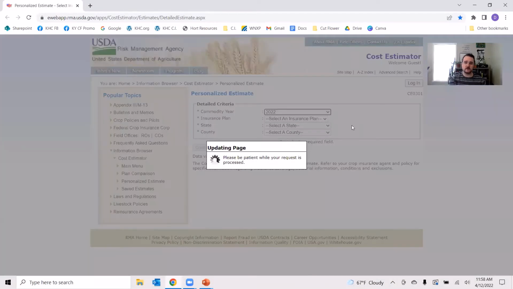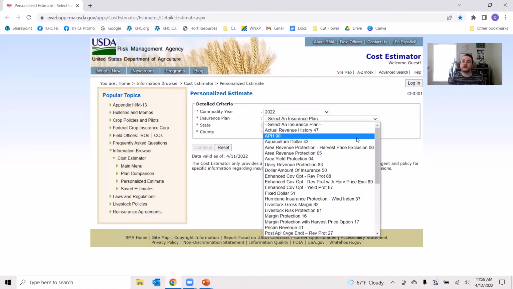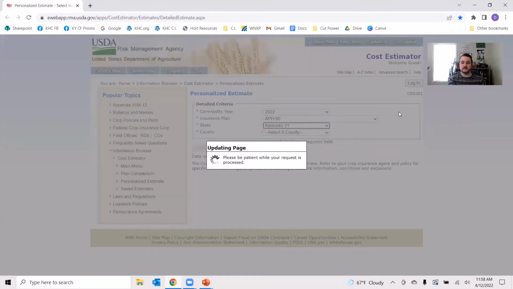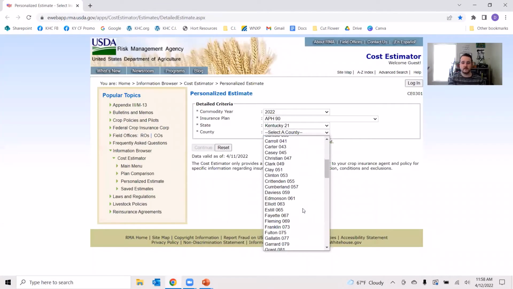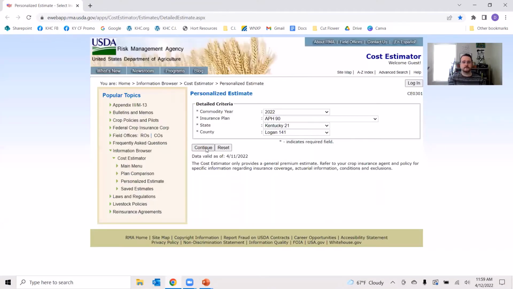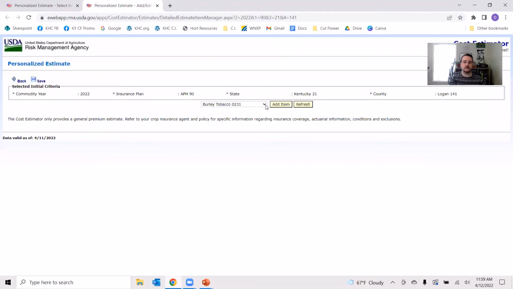So I'm going to start by selecting our commodity year. I did 2022. Insurance plan, we're going to do APH to start with. So that is for our peaches in Kentucky, in Logan County. While that opens, I will say there are a couple different commodities that do have APH plans available in Logan County. So there's a couple tobacco crops, hemp, and then also peaches. So we'll select peaches and click add item.